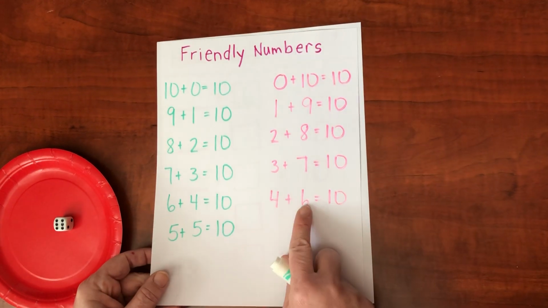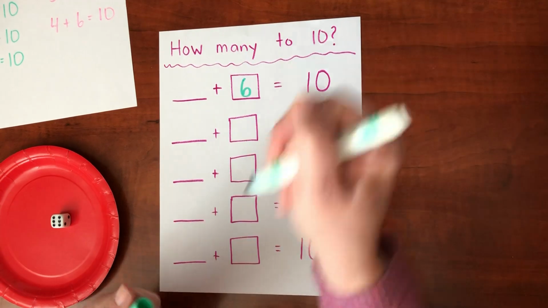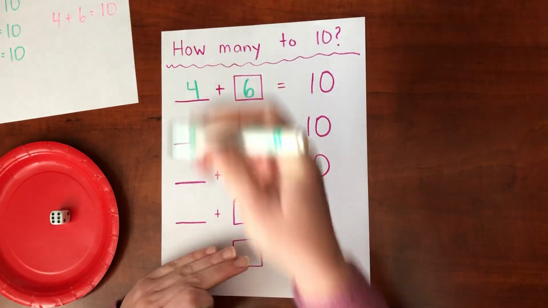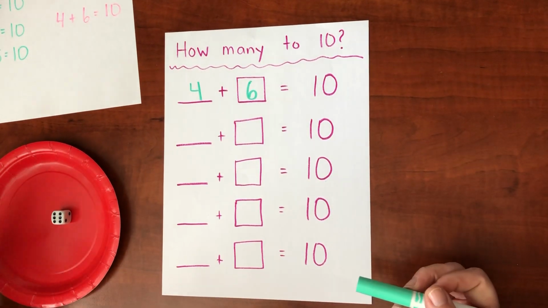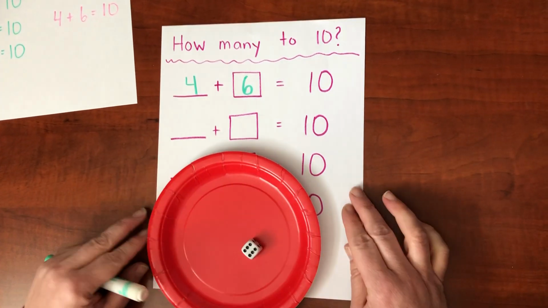So if I look, what number adds 6 is 10? 4. So I can put 4 add 6 is 10. The more and more I play, the less I'm going to need my sheets. It's going to be in my memory.